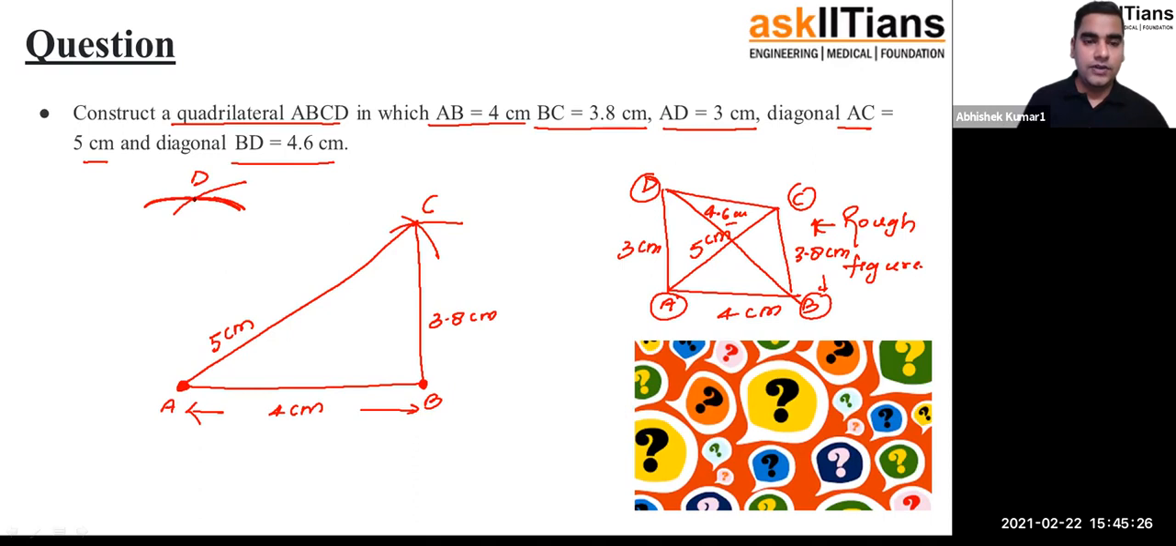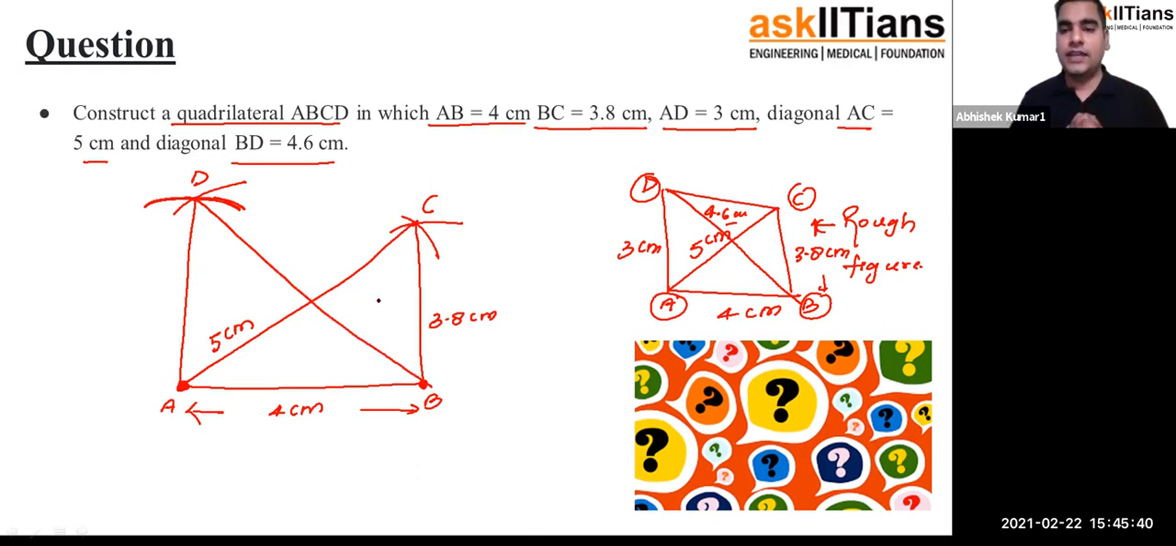Now what you should do is try to join this A to D. Understood? And you should try to join D to B using a scale. After you are done with this, you will get your second triangle, which is triangle ABD. Now, because we got the three sides, you got AB equal to 4 centimeter, BC equal to 3.8 centimeter, AD equal to 3 centimeter. This is a rough figure, guys.